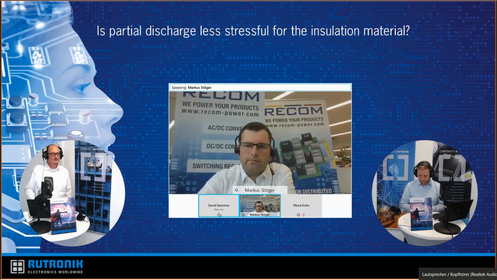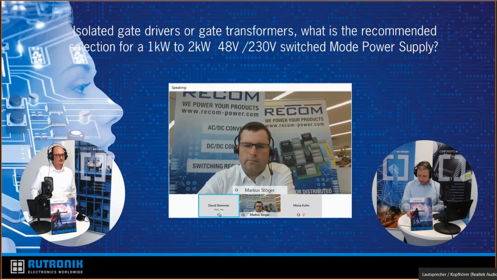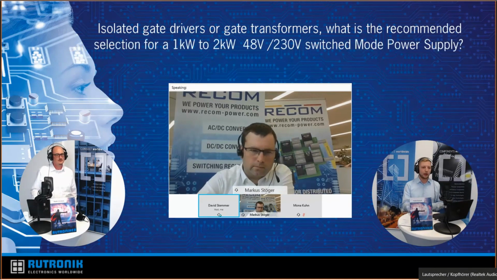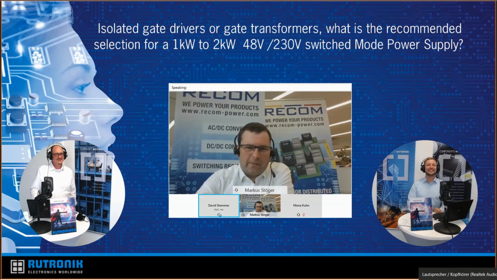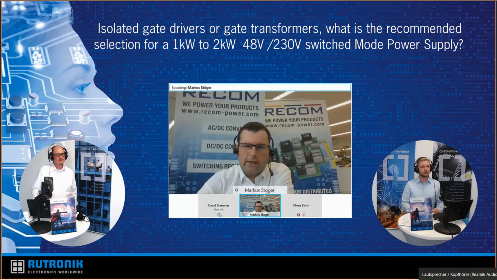Then the second question would be, isolated gate drivers or gate transformers. What is the recommended selection for a 1 kilowatt to 2 kilowatt 48 volt or 230 volt switched mode power supply? From 230 volt to 48 volt, I would recommend at least the P series when you have the switching speeds there. I think they have 5 kV isolation there. So this would be your choice of component. At least this.